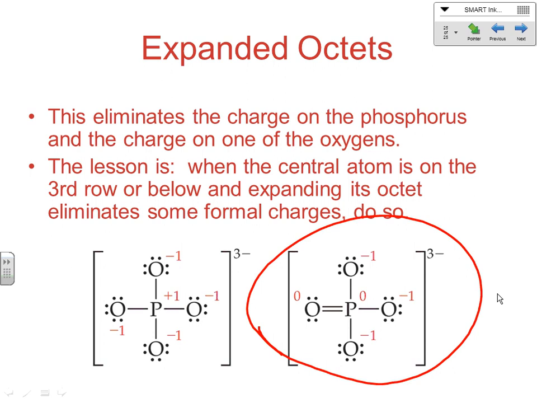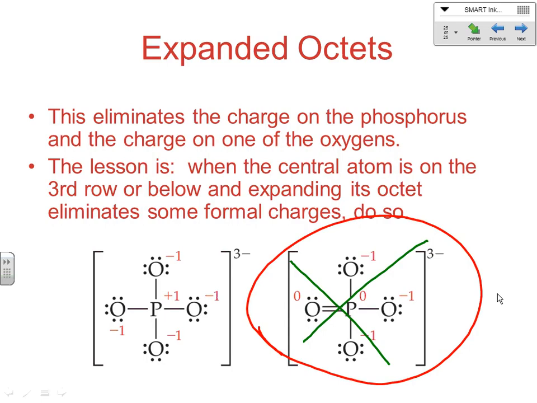And I know it doesn't follow the octet rule, but phosphorus is one of those substances that often does this. So the book says the lesson is when the central atom is on the third row or below and expanding the octet eliminates some formal charge, then do so. Well, honestly, you're unlikely to be asked this on the AP test. Well, you could, I guess, and formal charge would be the way you tell it apart and explain why that's the better way to do it. Typically, it's going to be something that's very loud. If you see something like SF6, you know it's going to be an expanded octet.